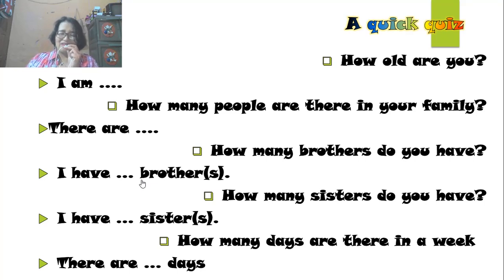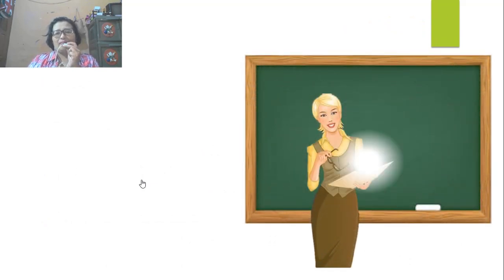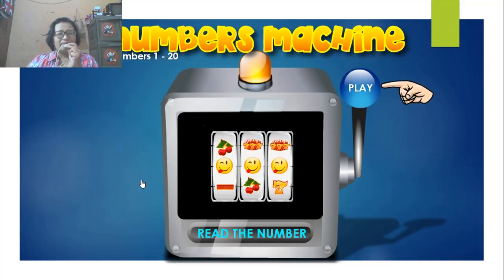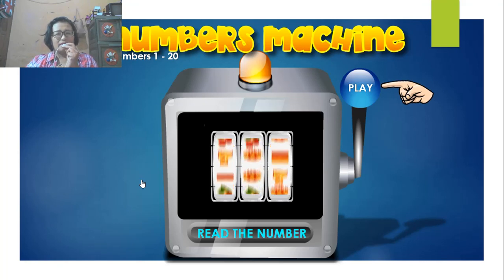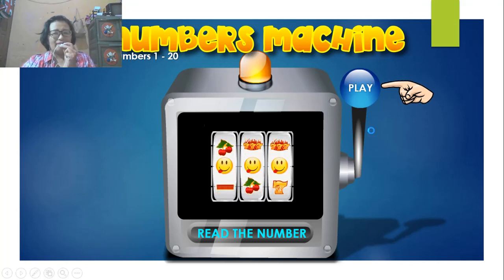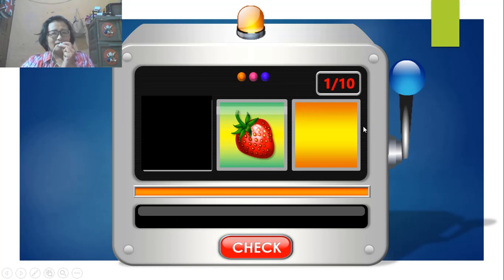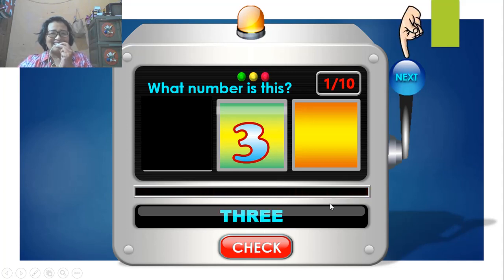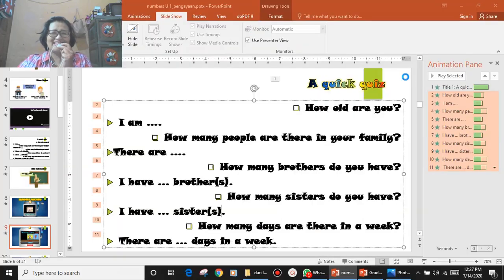Okay, very good. Now I have also a 5 quick quiz. We do this for a review of the lesson that you got in the first and the second grade. Okay, number one. Let's play a little game. What number is that? Very good. 3. Okay, next.